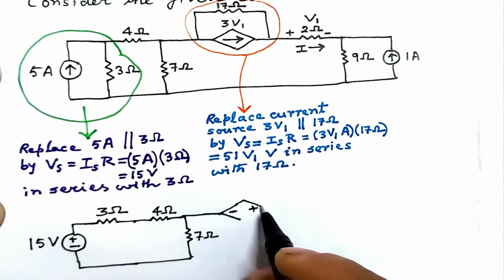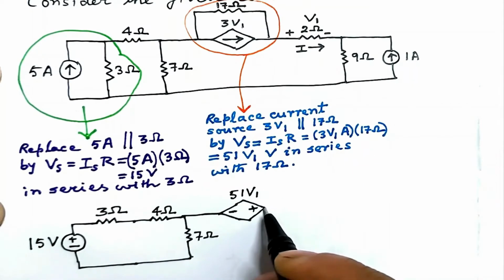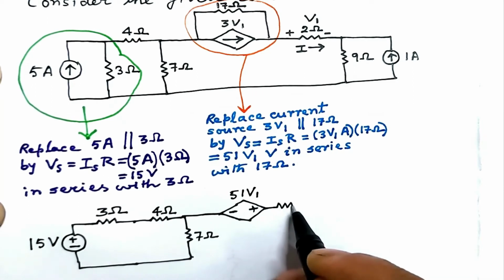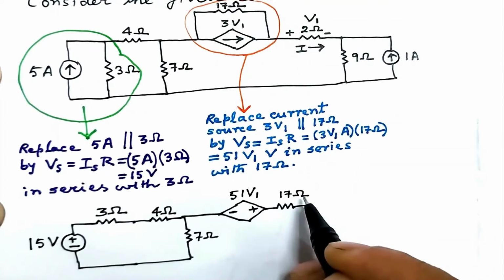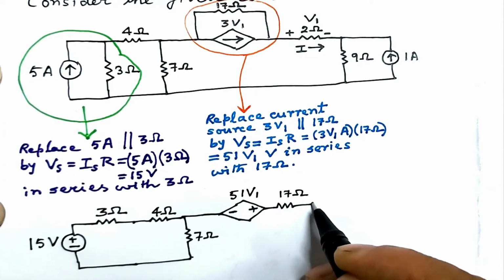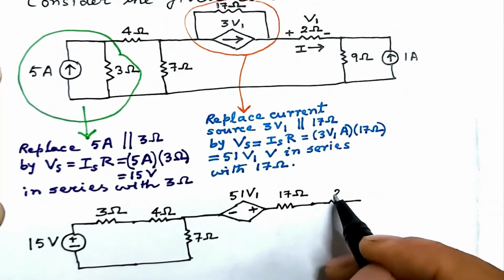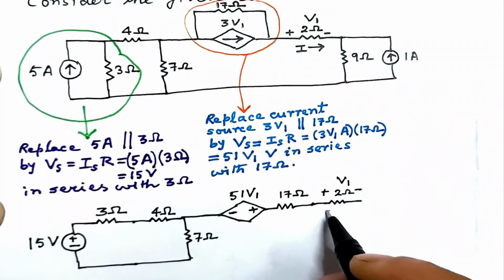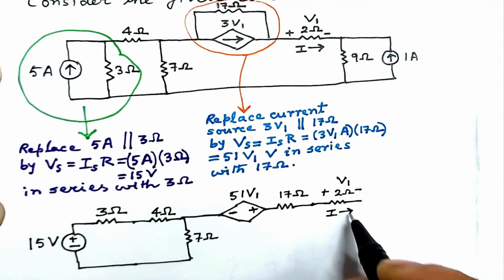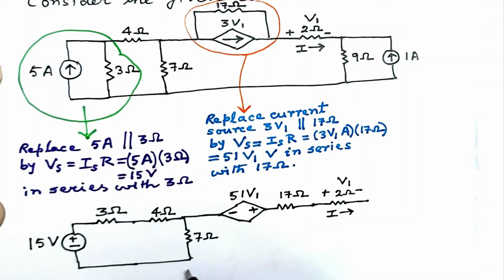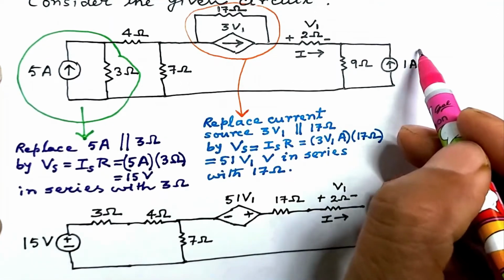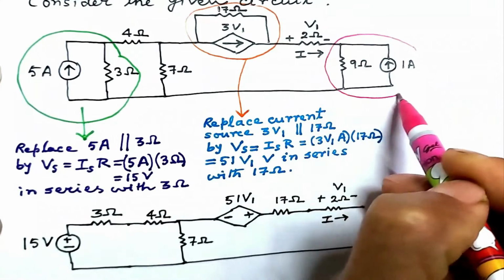51 V1 voltage source is here, as the arrow of the 3V1 current source is directed towards right. The positive of the voltage source is at the right here. It is in series with 17 ohm resistance. Let us draw the 2 ohm resistance part that carries current I and the drop across which is V1. Now we look forward to this portion.